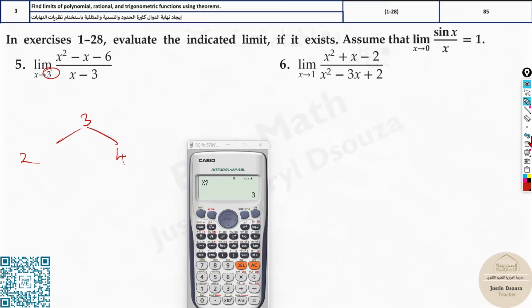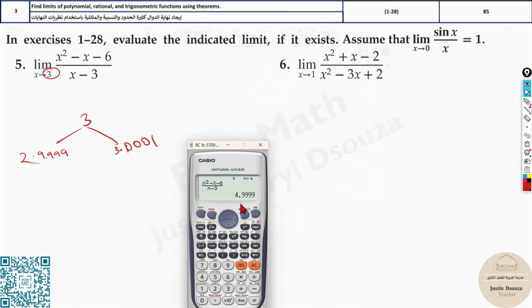You can consider instead of 2 and 4, 2.9 and 3.1, isn't it? Or how about this? 2.999, which is literally 3, and over here instead of 3.1, 3.0001, which is literally very, very close to 3. So how about these values? Now let's calculate. See, if we press 3, it's a math error. Now let's calculate at 2.999. What's the answer we are getting?